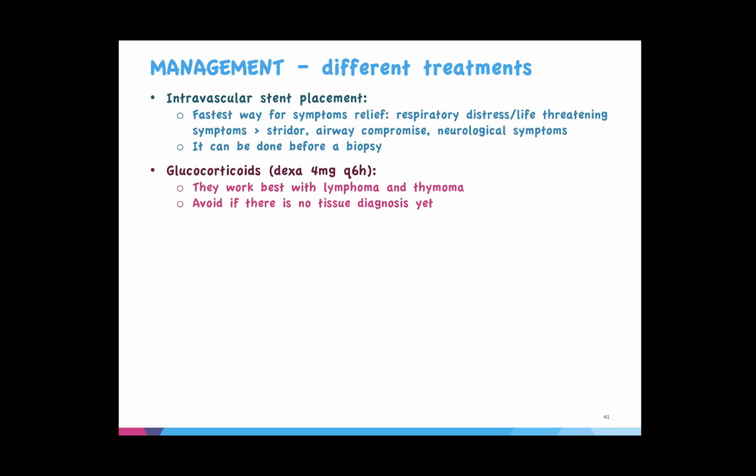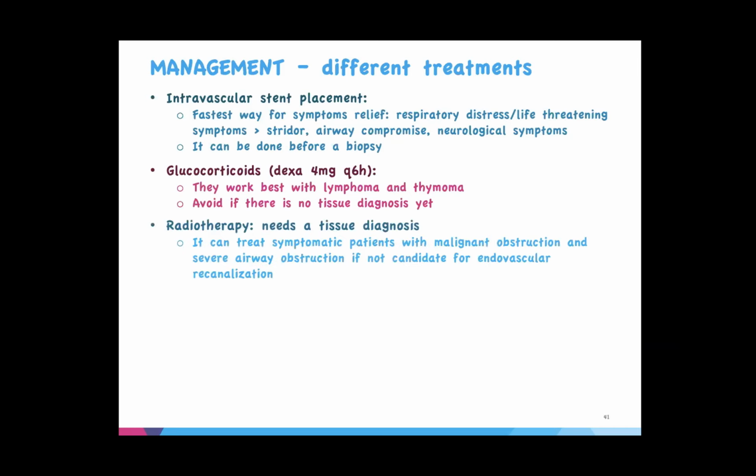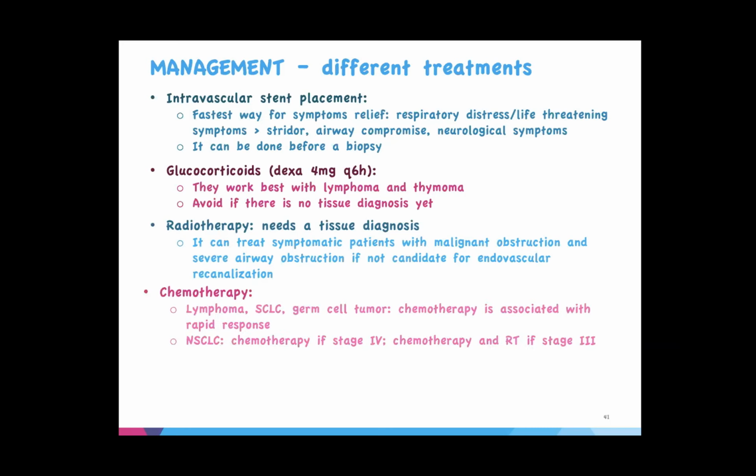Steroids, we already discussed that. You never do that if you do not know what's causing the SVC syndrome. And usually you just do that for some types of tumors, but that's not something we care about. Radiotherapy, same as steroids. You just do it after you have a diagnosis, otherwise it will mess up your tissues. Chemo, absolutely not something you need to know.